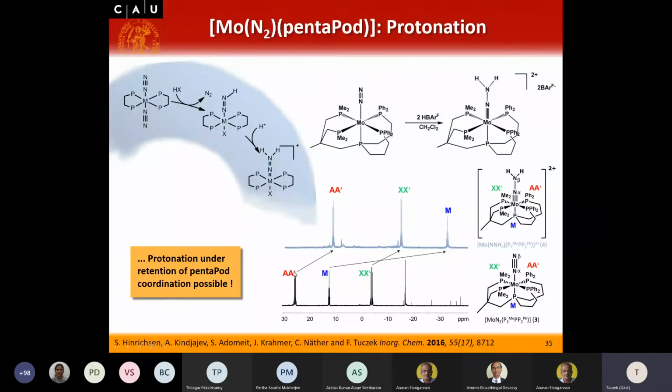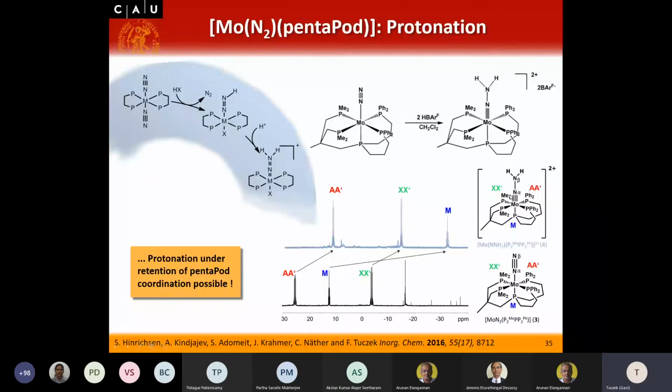You'll see the AA' shifts and the XX' shifts, and the M shifts much more than the other two signals, which is due to the fact that you have a triple bond here, and due to the trans effect, this bond here is elongated.